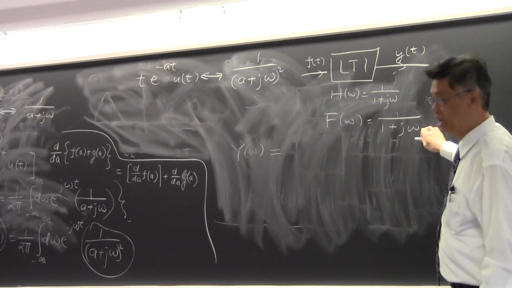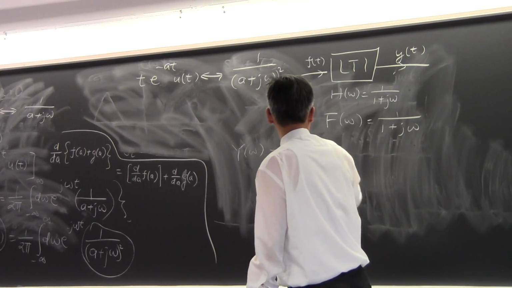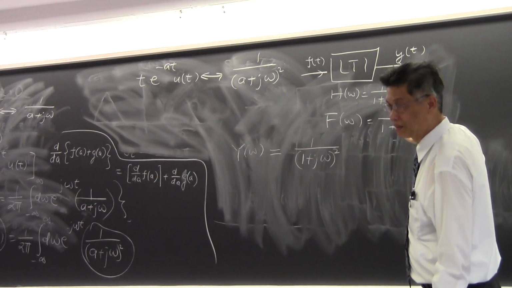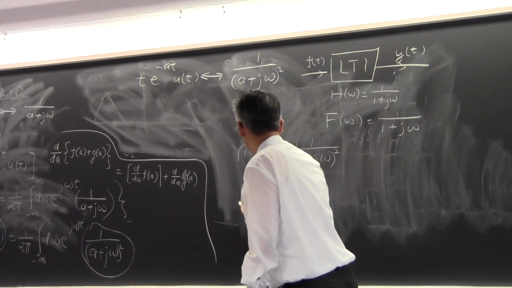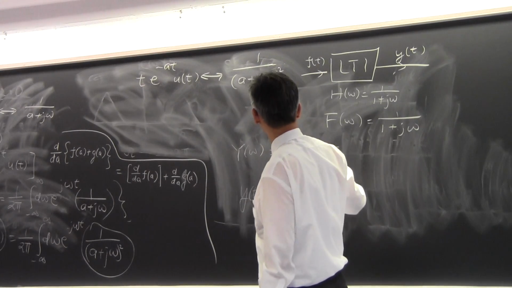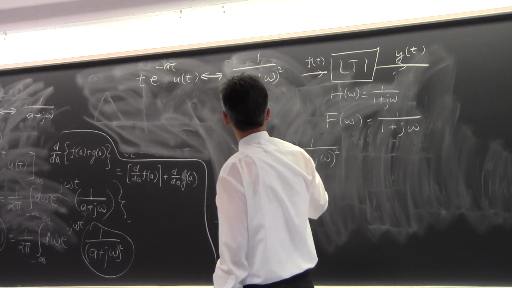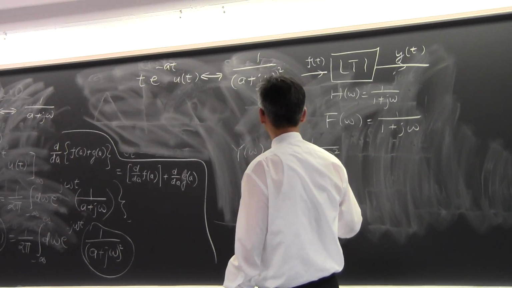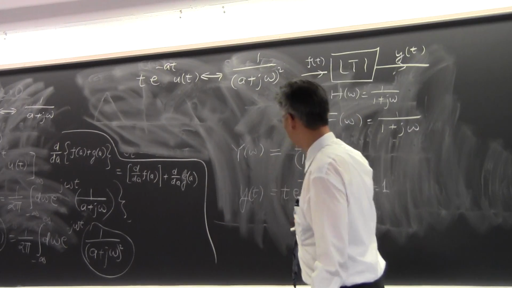H of omega times F of omega, so it is 1 over (1 plus j omega) squared. Because if you multiply these two quantities together, you get that quantity. Now, you use this as your identity. If you have something like this, take the Fourier inverse transform of that quantity. So if I use this formula, my a must be equal to 1. Set a equal to 1 in this formula and I get this identity.